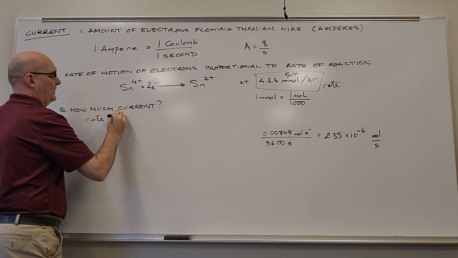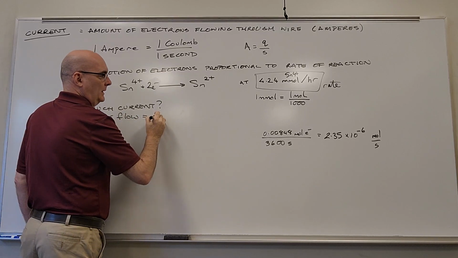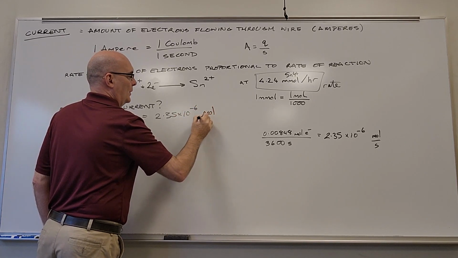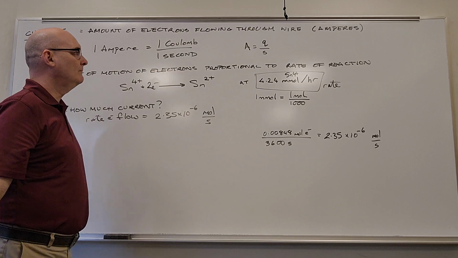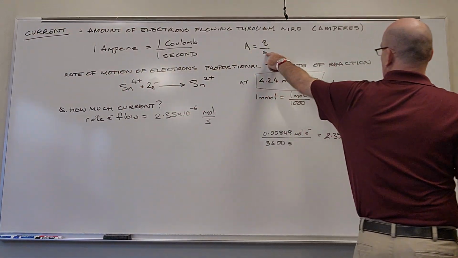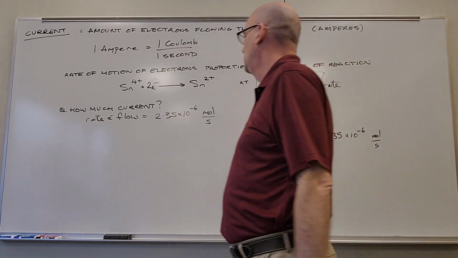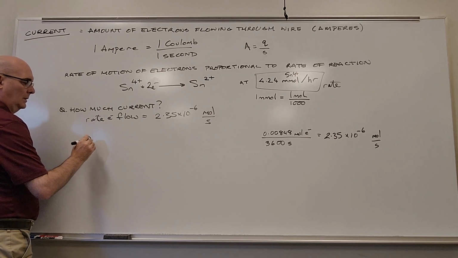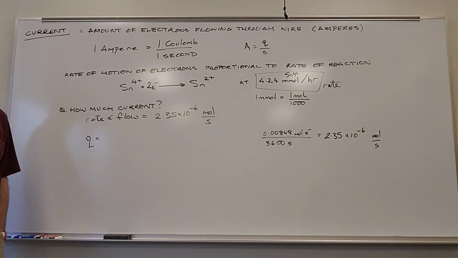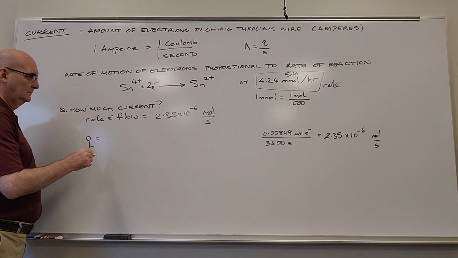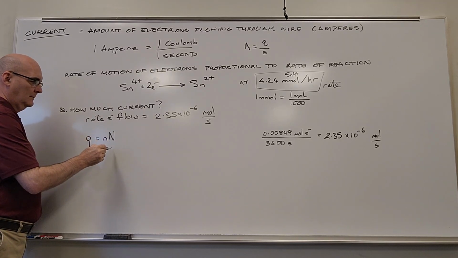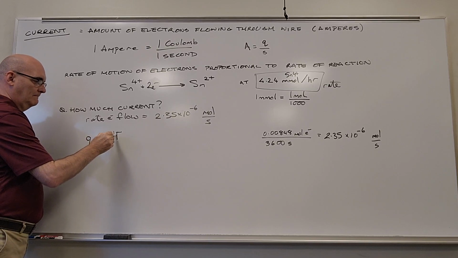So the rate of electron flow is 2.35 times 10 to the negative 6 moles per second. I've already got it per second. What I have to do is find the value of Q. And remind me what Q was? Charge. Yeah. And how do I find it? Let me find the coulombs. It's the charge times the number of moles times the.